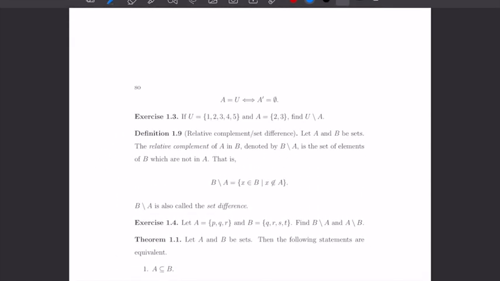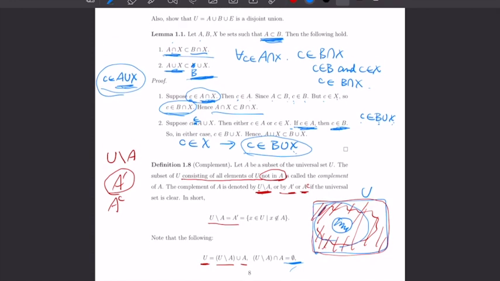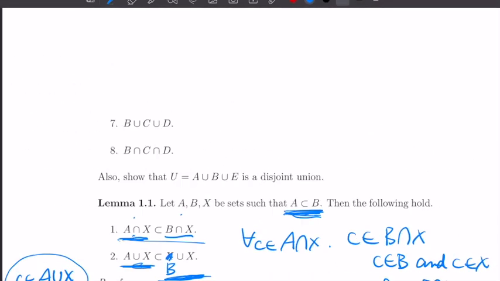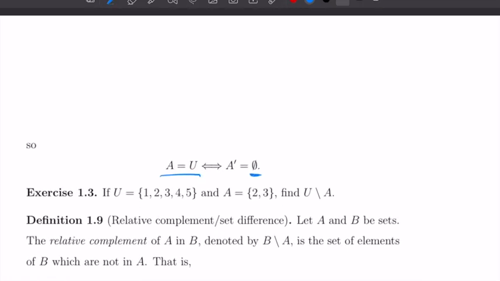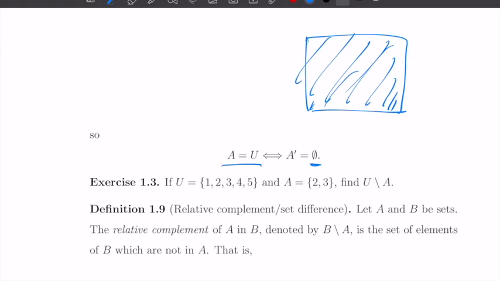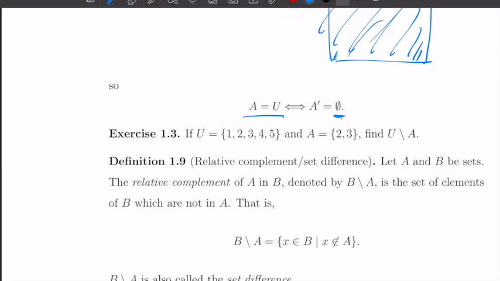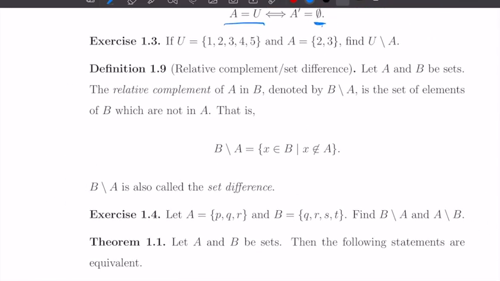So that means if the subset A is U itself, then its complement must be empty. Okay? So if the entire universe is your subset, then its complement is nothing. So it's empty.